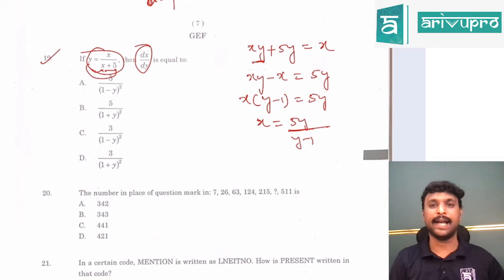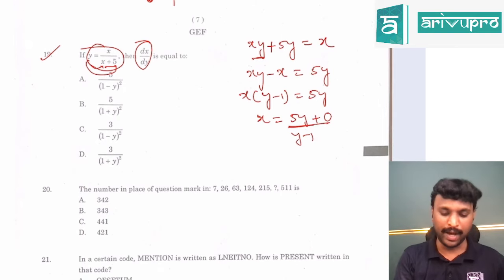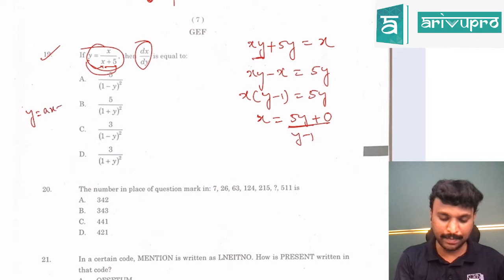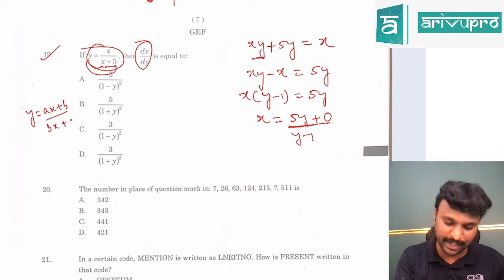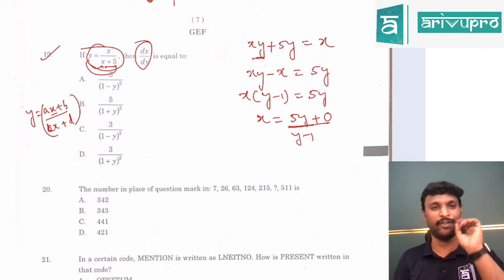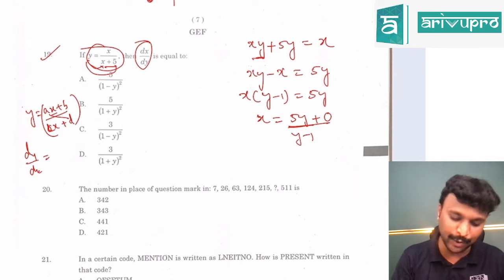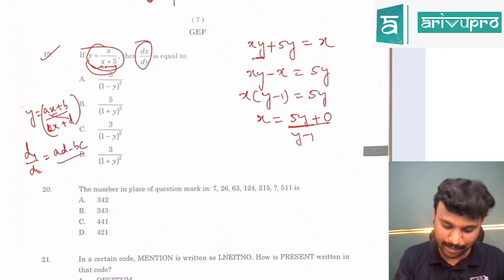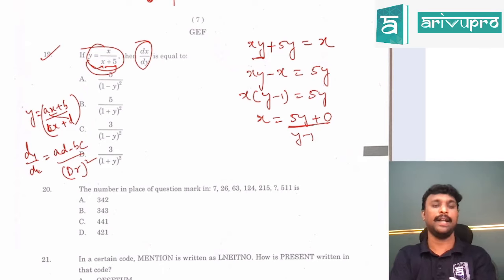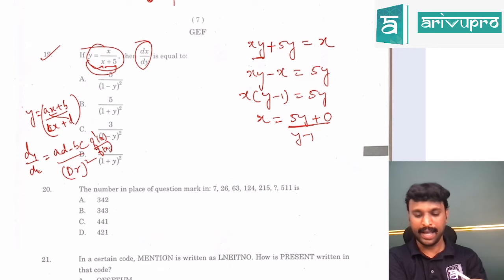Guys, the numerator has got no constant term, so I'll imagine a 0 there. Why I'm saying imagine a 0 is because there is a shortcut for the quotient rule. If you have y equal to a into f of x plus b divided by c into f of x plus d, what's the shortcut? I'm writing f of x as x only here. The shortcut is dy by dx equals a into d minus b into c divided by the denominator the whole square, into f dash of x.